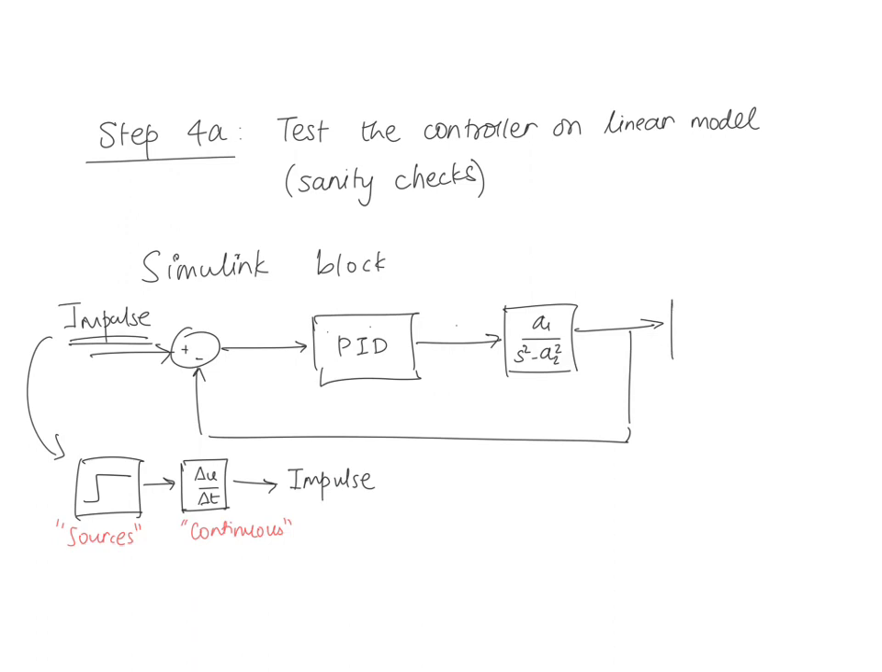Put a scope here, as we did in class. This scope should show you a nice plot that hopefully settles within whatever is the required settling time. Okay, so that's what you're supposed to do, and that's how you'll test your controller on the linear model. So set the right gains here, set the designed gains here.